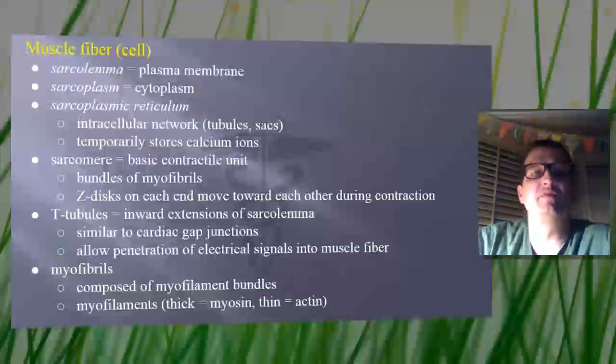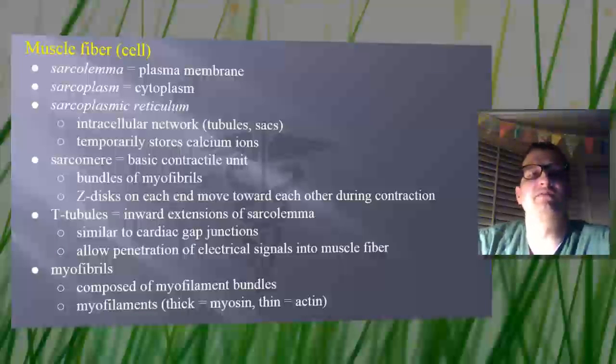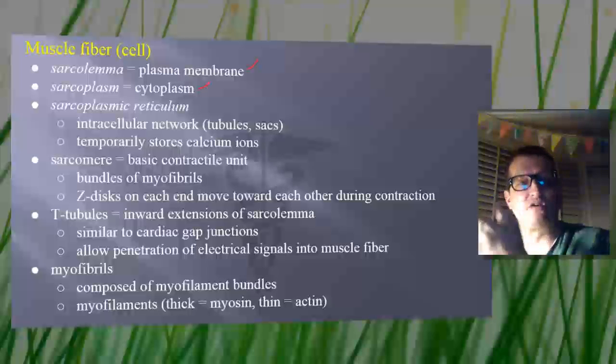Within the muscle fiber itself, at the microscopic level, you have the sarcolemma, which is the same thing as the plasma membrane. Sarcoplasm is the same thing as cytoplasm. So if you haven't guessed by now, sarco means muscle.